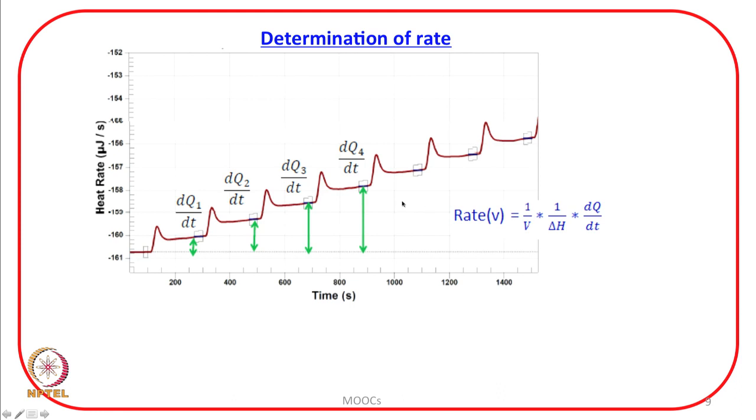When the enzyme is added to a substrate or vice versa, the initial mixing will produce some change in heat, and the heat flow is given by this line dq by dt. After you mix the enzyme with substrate, after the product is formed, the new heat flow is this. After the next injection, the new heat flow is this.